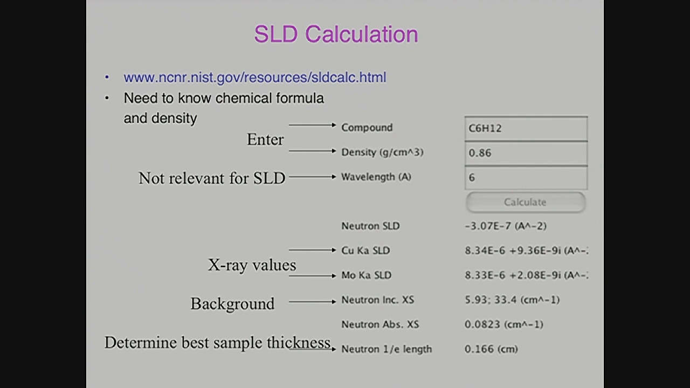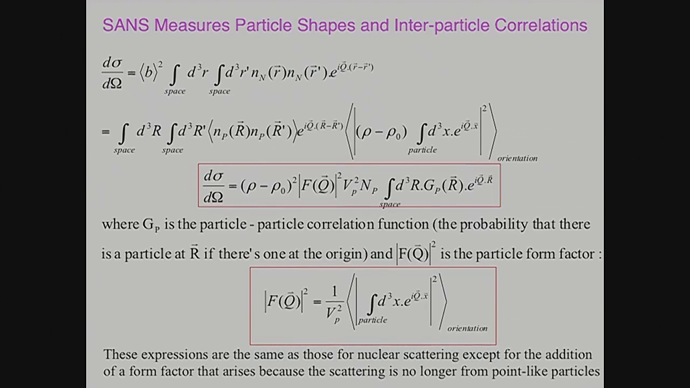You can go on that website and calculate what your scattering will look like from a number of different models. So if you have, for example, micelles, which have polar head groups on the outside and aliphatic tails on the inside, you can work out what the scattering length densities are using this, and then put in a simple model of a core shell particle and calculate what the scattering will look like.